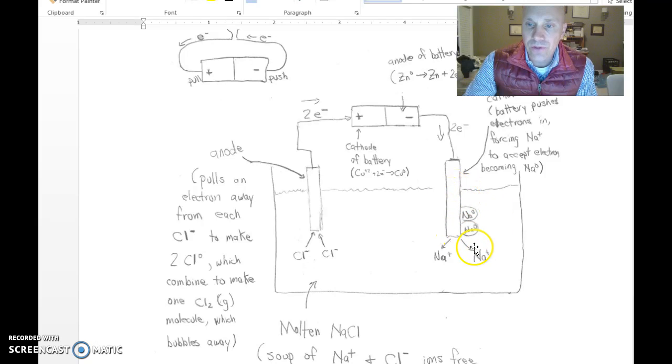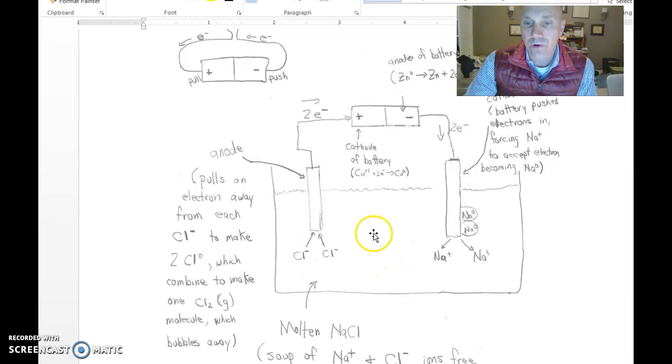and at the cathode you end up reducing your sodium ions into sodium metal, and at the anode you end up oxidizing your chloride ions to make chlorine gas. Right? And one thing I wanted to point out about this particular example right here is that there's absolutely no water in this vessel. This is pure melted sodium chloride.